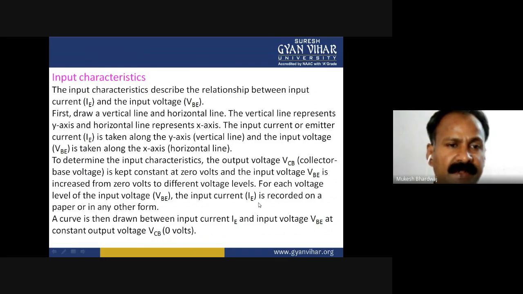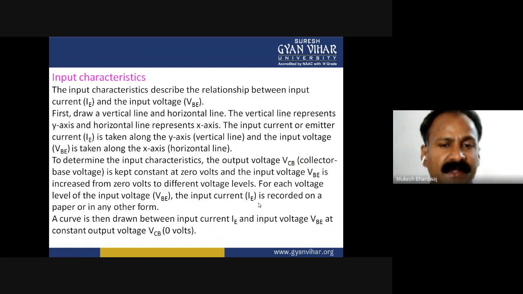So the input characteristic describes the relationship between the input current and the input voltage. First, draw a vertical line and a horizontal line. The vertical line represents the y-axis and the horizontal line represents the x-axis. The input current or emitter current IE is taken along the y-axis, the vertical line, and the input voltage VBE is taken along the x-axis, that is the horizontal line.